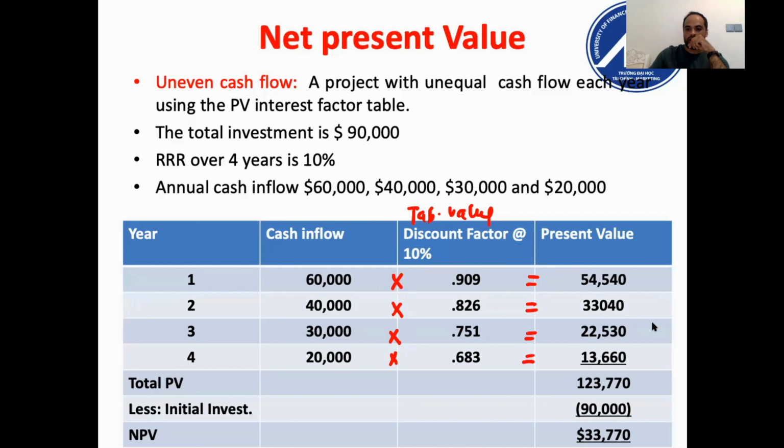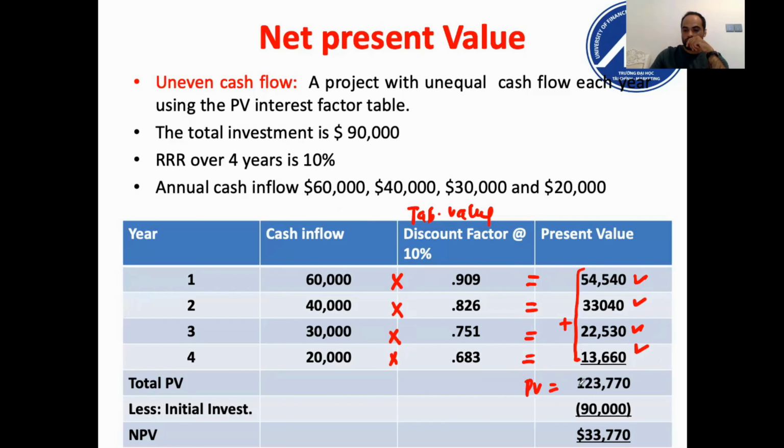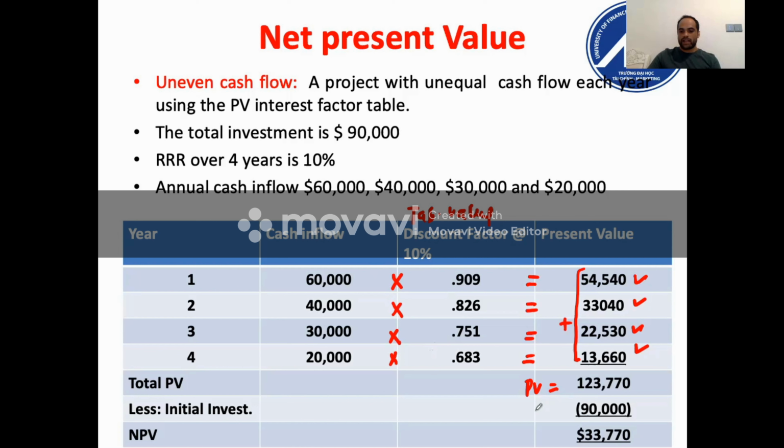So now we're gonna multiply cash flows with table values, all right? So we get present value for each year. And we're gonna add all these values. So total present value is 123,770. So formula, you know that present value minus initial investment.